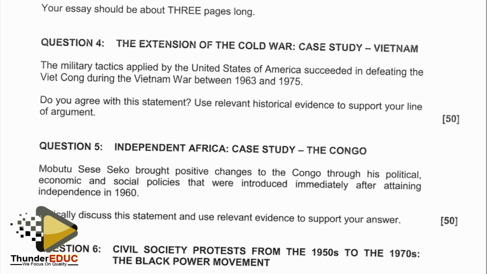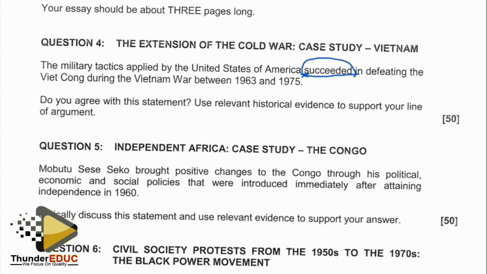You can present a point, give evidence, give examples, and link your statements, creating coherent paragraphs which are in the context of the question. Right. The question says, question number 4, extension of the Cold War, Vietnam case study. The military tactics applied by the United States of America succeeded in defeating the Viet Cong during the Vietnam War between 1963 and 1975. Our key aspect here is that the tactics succeeded. Then we underline this. Tactics succeeded. Do you agree with this statement? Use relevant historical evidence to support your line of argument.